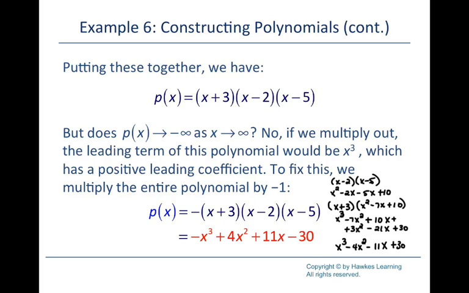But that doesn't account for the negative. So I've got to make everything in there negative. When I distribute the negative, it changes the sign of everything, and I get that. So just step by step, multiply two of them out, then add the third one. Then if there's a negative in front, change the sign.